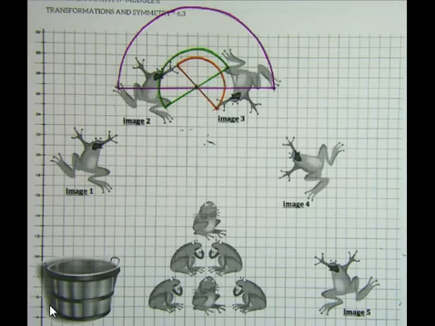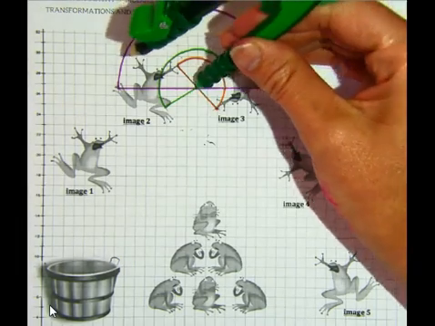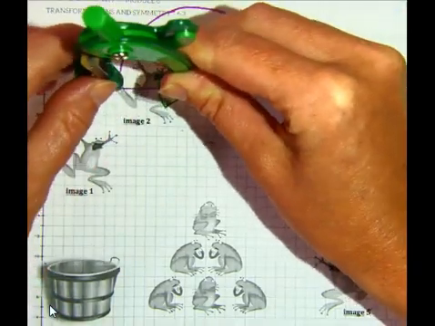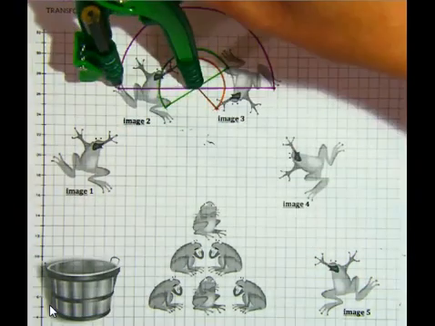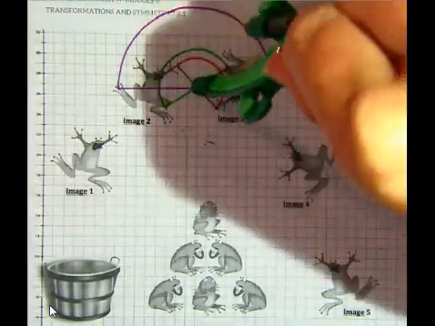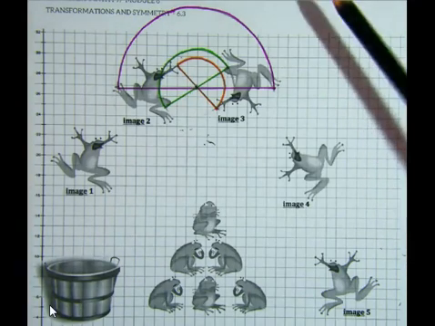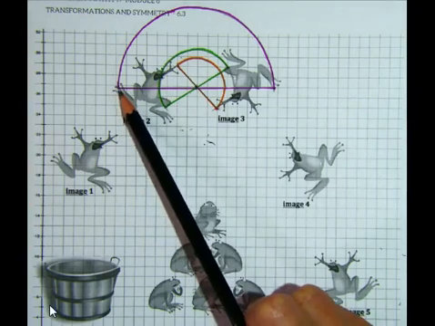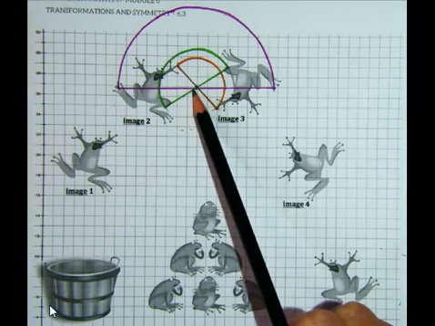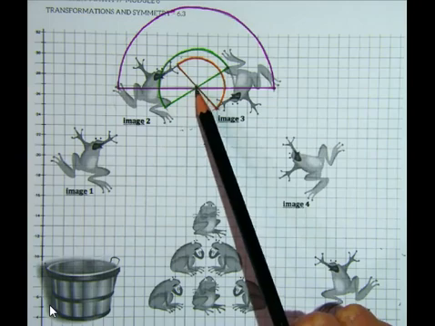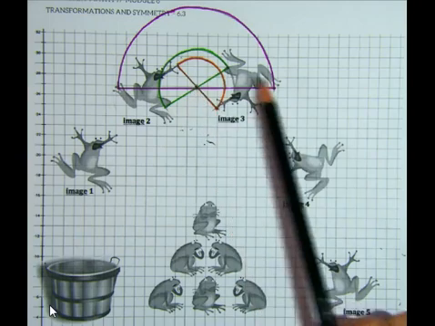Some students used a compass to connect the center of rotation and the corresponding pre-image point and image point. The students recognized that the distance from the pre-image point to the center was the same as the distance from the center to the image point.